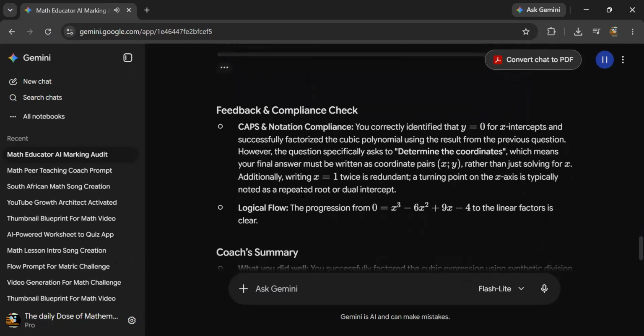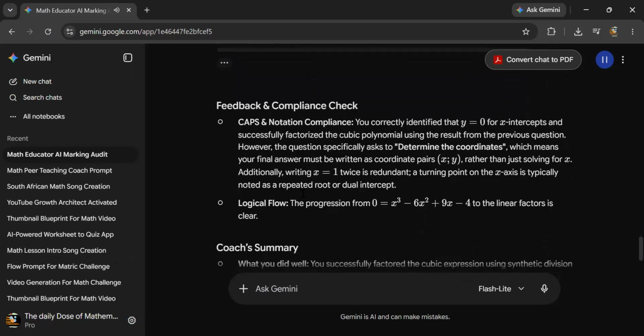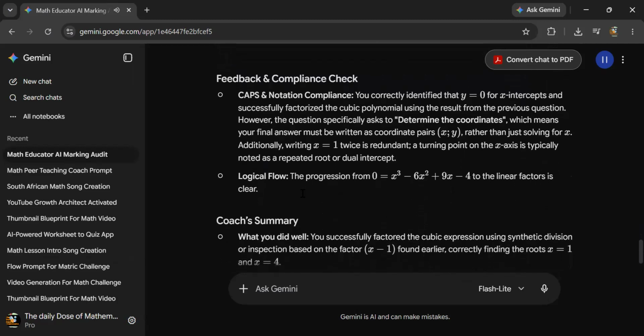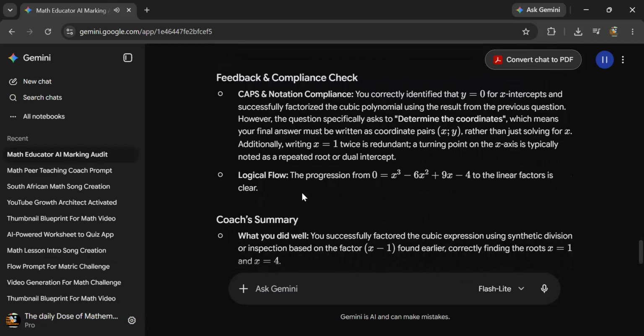You correctly identified that y equals 0 for x-intercepts and successfully factorized the cubic polynomial using the result from the previous question. However, the question specifically asks to determine the coordinates, which means your final answer must be written as coordinate pairs (x, y), rather than just solving for x. Additionally, writing x equals 1 twice is redundant. A turning point on the x-axis is typically noted as a repeated root or dual intercept. Logical flow: the progression from 0 equals x cubed minus 6x squared plus 9x minus 4 to the linear factors is clear.